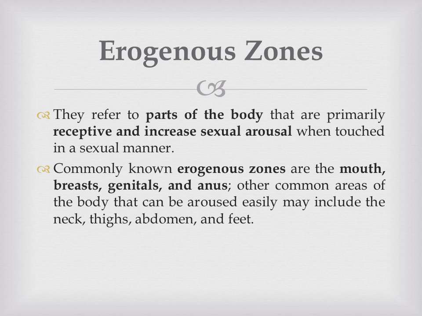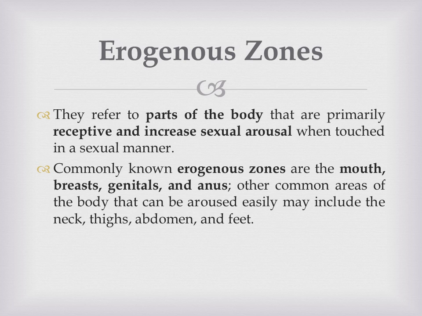Alright, now let's define what erogenous zones are. They refer to parts of the body that are primarily receptive and increase sexual arousal when touched in a sexual manner. Erogenous zones are parts of our body that, when touched, excite the sexual arousal of an individual. Commonly known erogenous zones are the mouth, breasts, genitals, and anus. Other common areas of the body that can be aroused easily may include the neck, thighs, abdomen, and feet.